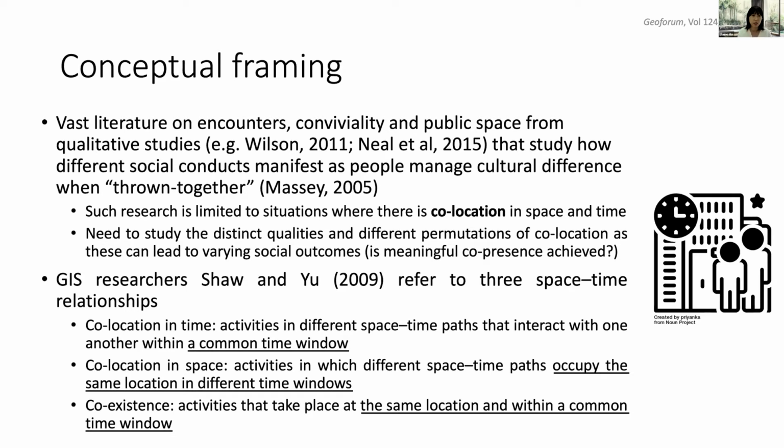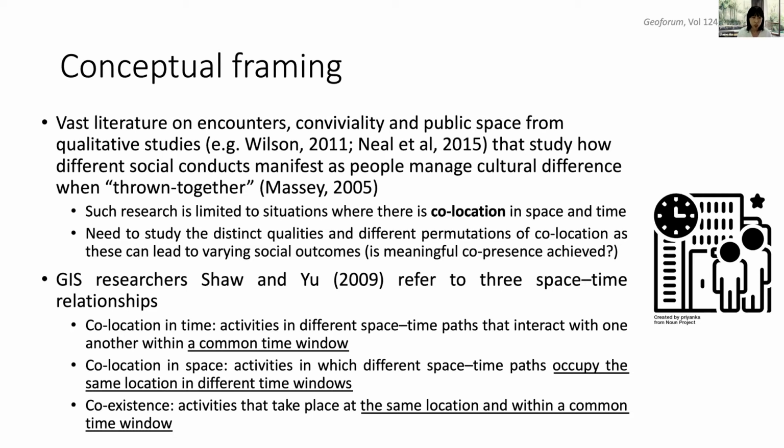In reviewing the literature on encounters, conviviality, and public space, we found that such research is limited to situations where there is co-location in space and time. This means that people from different social backgrounds are in the same space at the same time in these kinds of studies. We want to suggest that we actually need to study the distinct qualities and different permutations of co-location, because co-location doesn't necessarily lead to meaningful co-presence. You can be in the same space at the same time, but not have meaningful co-presence through social interactions. So we turn to the GIS literature, where Shaw and Yu refer to three space-time relationships.